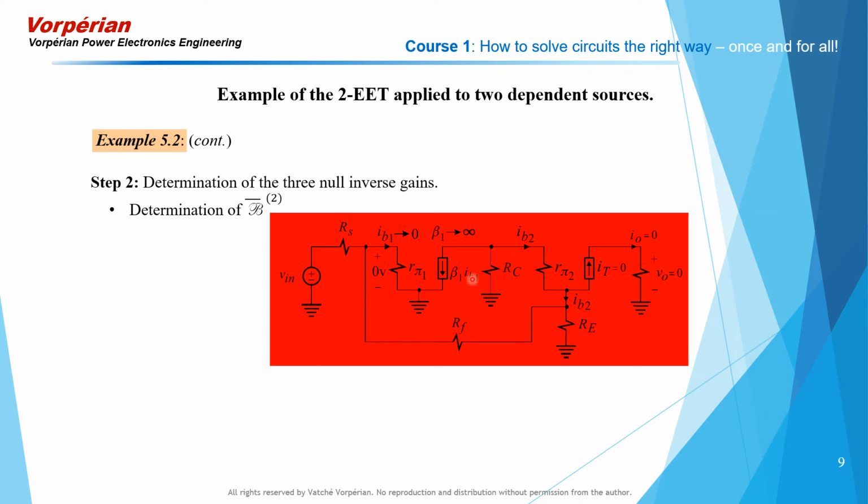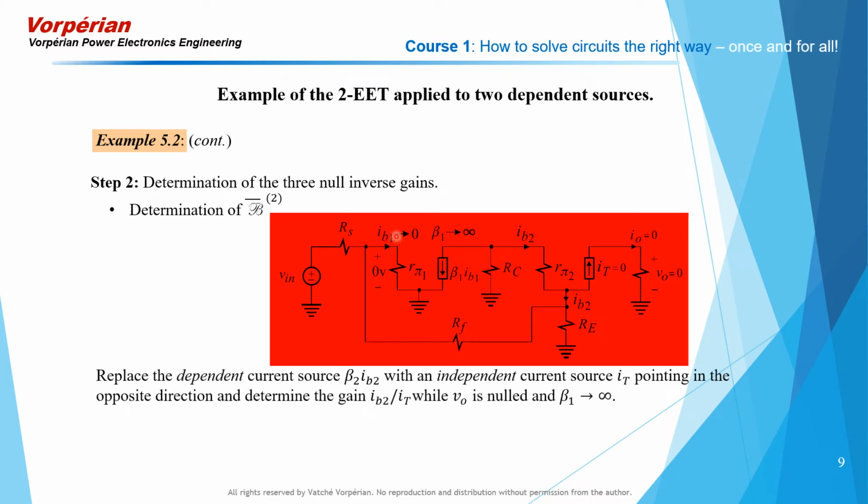In this case, we're going to find the null inverse gain with respect to beta 2, while beta 1 is in its reference state, which is infinity. With beta 1 infinity, IB1 is 0, of course, but more importantly in this case, we see that in order to null the output voltage, the only way that's going to happen is if you set IT equal to 0. When you do that, you have to realize that there is indeed IB2 flowing from V in, from the action of V in.